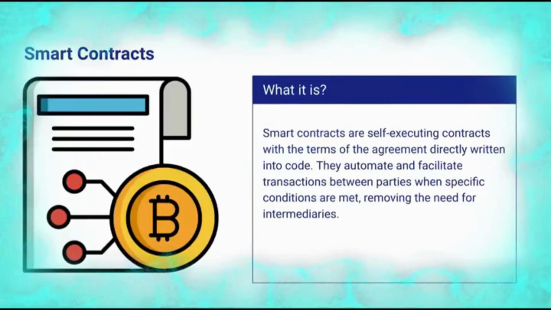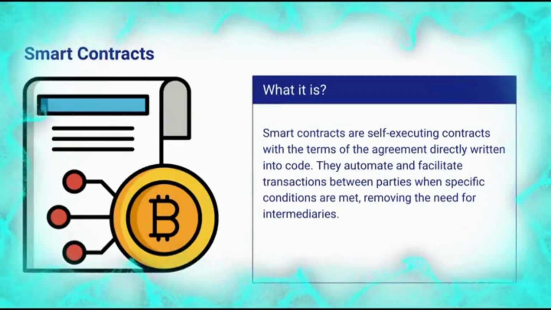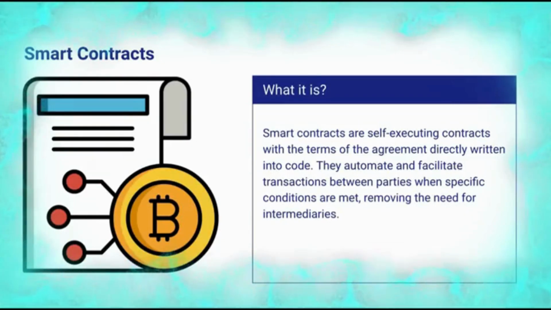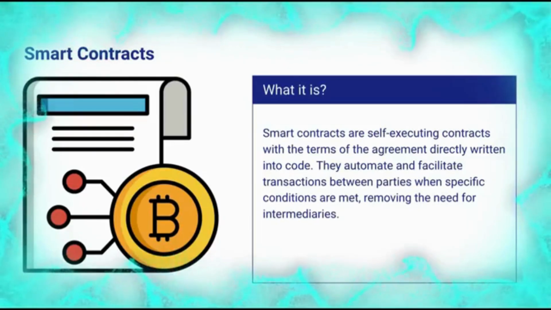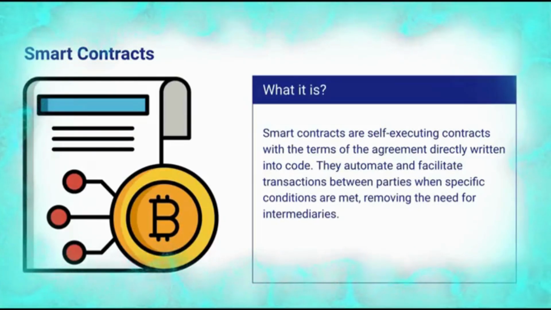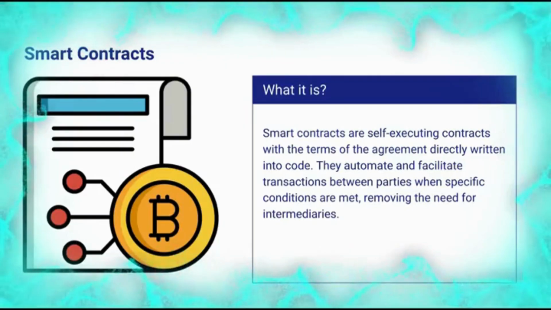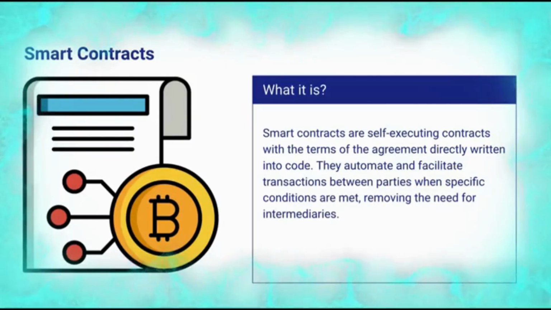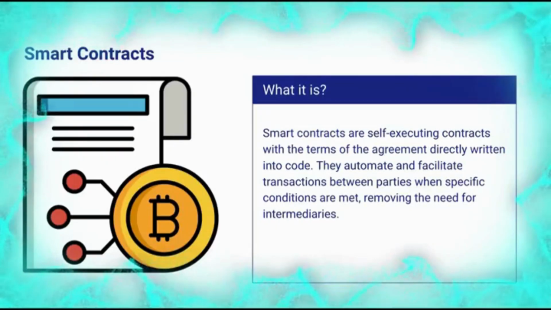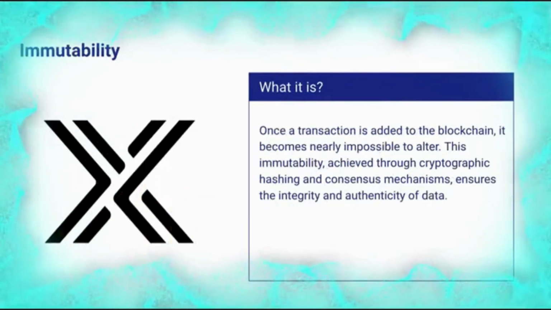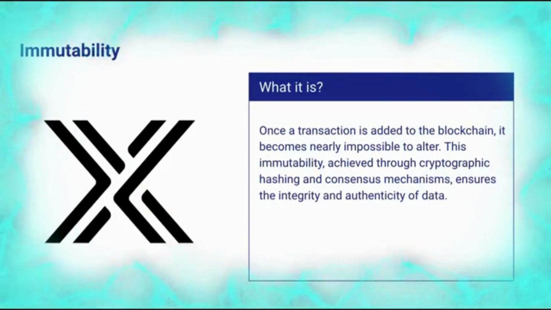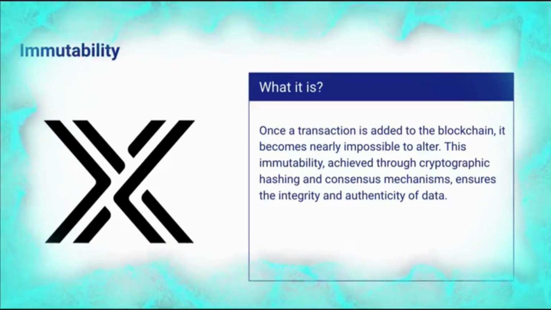Smart contracts. Smart contracts are self-executing contracts with the terms of the agreement directly written into code. They automate and facilitate transactions between parties when specific conditions are met, thus removing the need for intermediaries. Immutability. Once a transaction is added to the blockchain, it becomes nearly impossible to alter it. This immutability, achieved through cryptographic hashing and consensus mechanisms, ensures the integrity and authenticity of data.